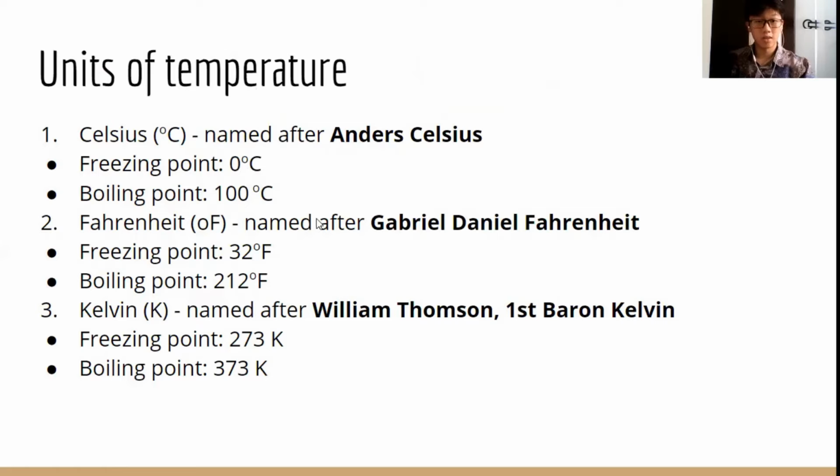It is named after Gabriel Daniel Fahrenheit. It has a freezing point of 32 degrees Fahrenheit and a boiling point of 212 degrees Fahrenheit. The third one is Kelvin. It is named after William Thomson, first Baron Kelvin. It has a freezing point of 273 Kelvin and a boiling point of 373 Kelvin.